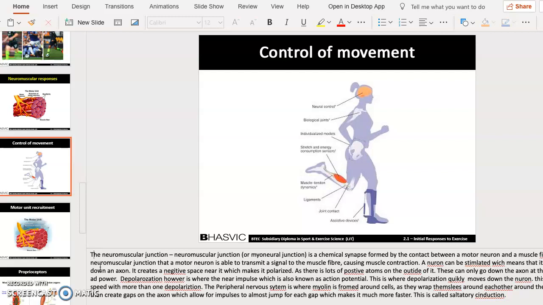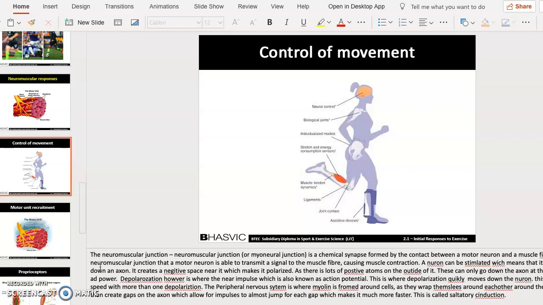It creates negative space, which makes it polarized. As there are a lot of positive ions on the outside of it, these can only go down the axon at the same speed and power. However, depolarization is where the impulse, which is also known as action potential, quickly moves down the neuron. This can vary the speed, with more than one depolarization taking place.